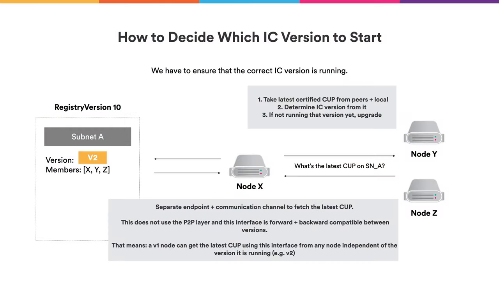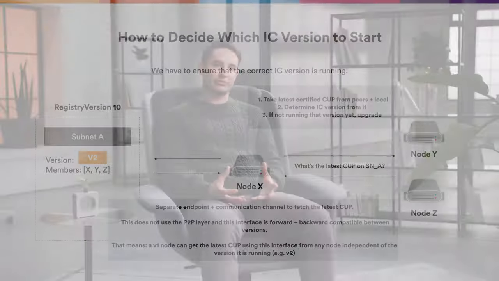We fetch the CUP from our peers over a separate communication channel using a CUP endpoint. We do not use the P2P layer for it. That allows us to keep the code that is running here relatively small and makes it easier to keep it backwards and forwards compatible. Now that we have received CUPs from all our peers, we can check their subnet signatures to verify correctness. We can then take the highest CUP from all the CUPs we have received and determine the Internet Computer version we should be running from that CUP.